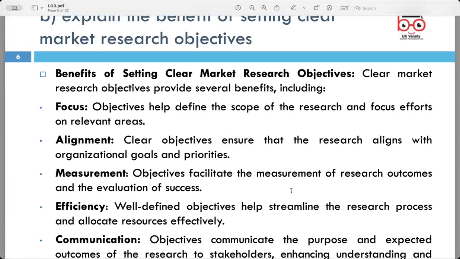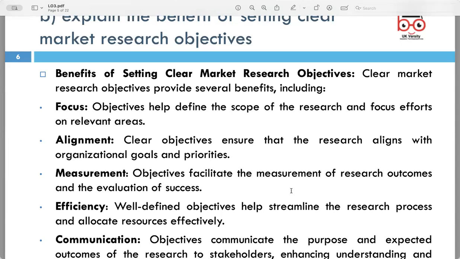Setting clear market research objectives is important for ensuring the success and effectiveness of research efforts. These objectives provide several key benefits that contribute to the overall quality and impact of the research focus.